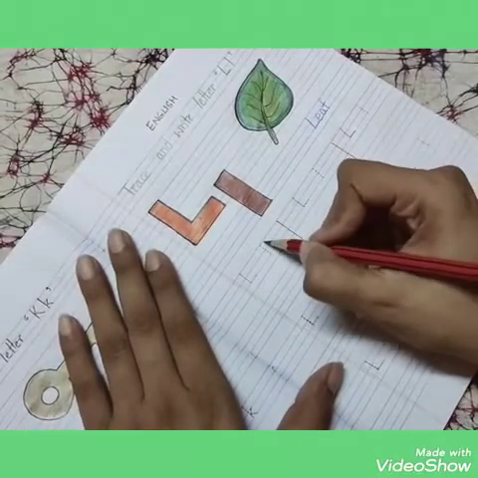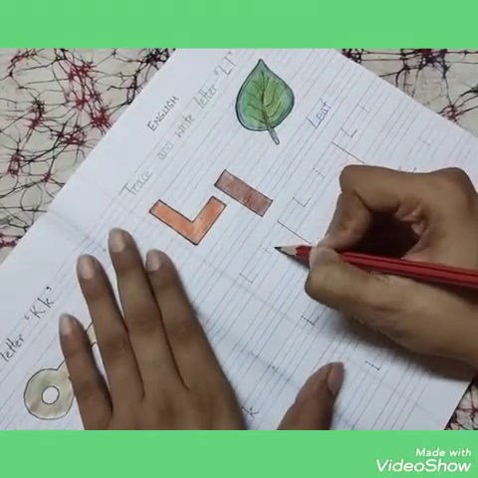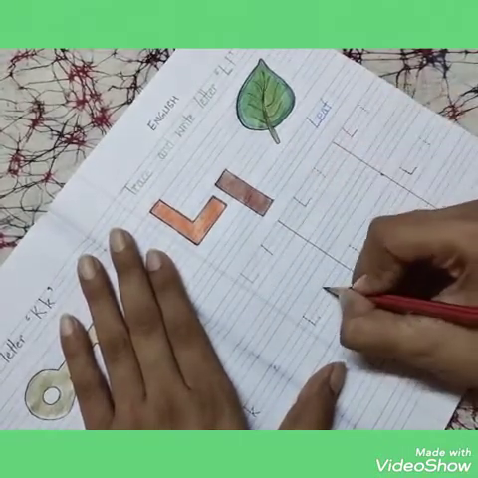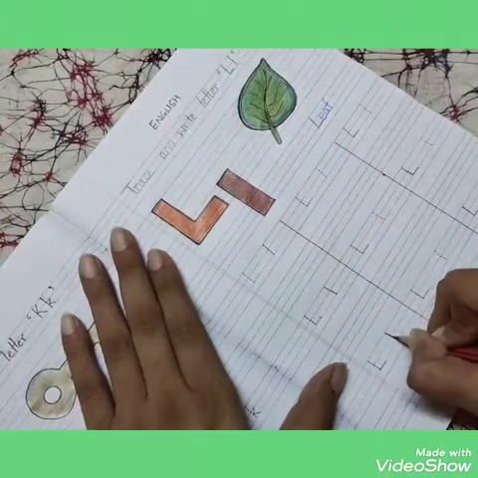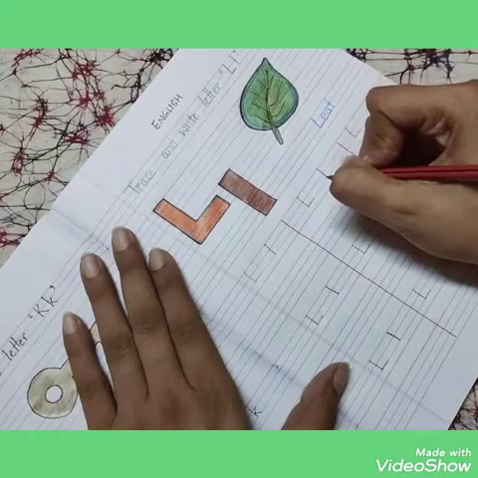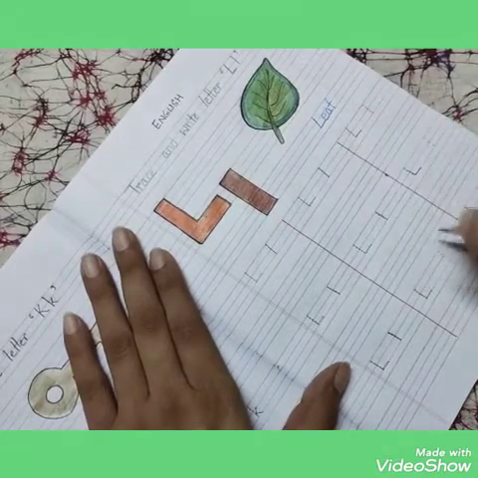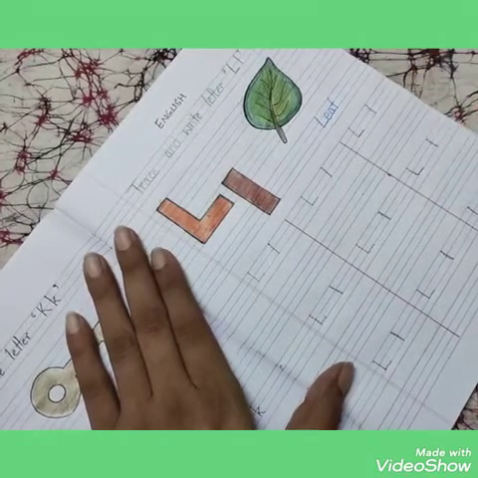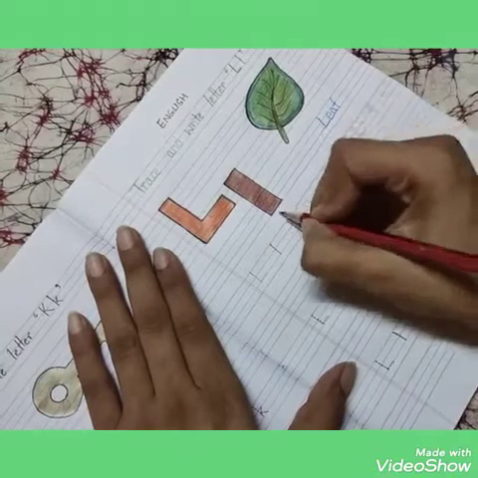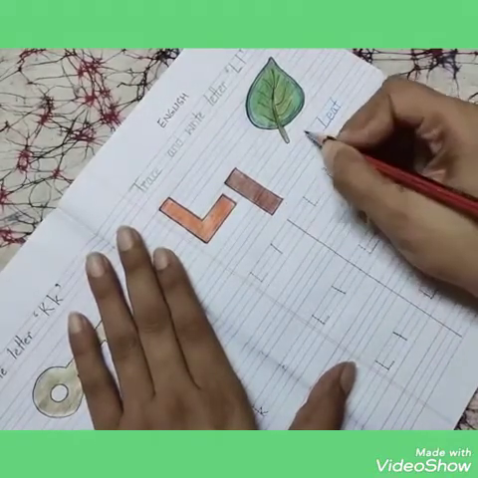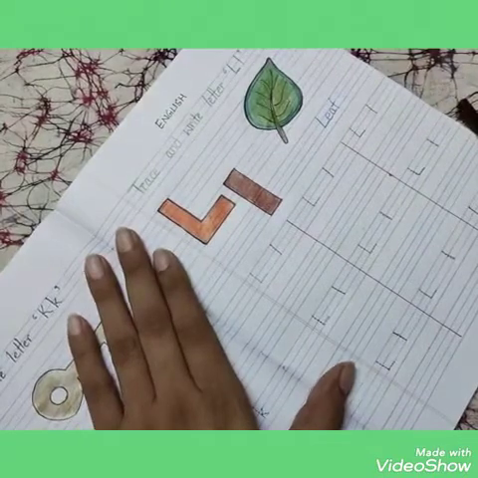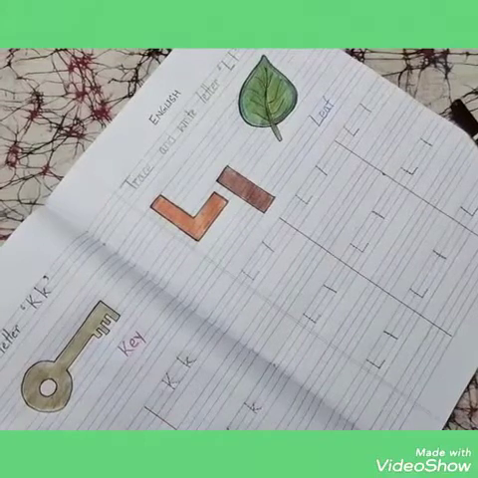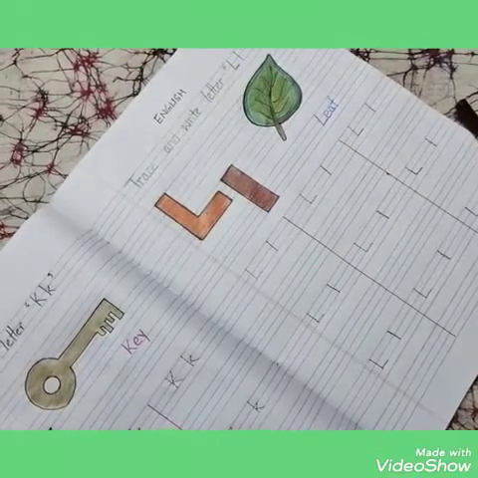Again we will write small l in 3 lines. We will only draw standing line. This is small l. Standing line. This is small l. L for leaf. Now children, for homework you will do page number 52, 53 in your English BZB Preset 2.